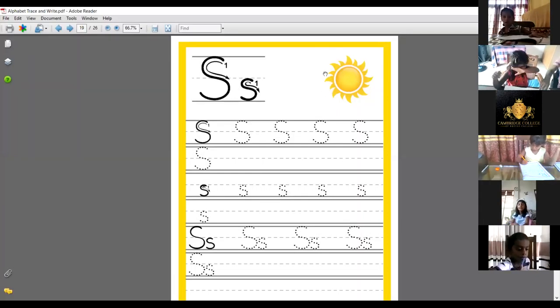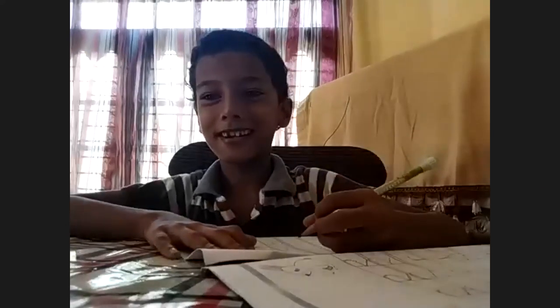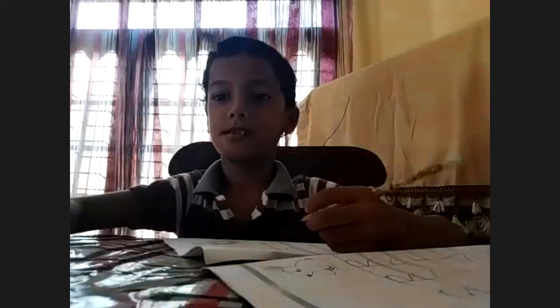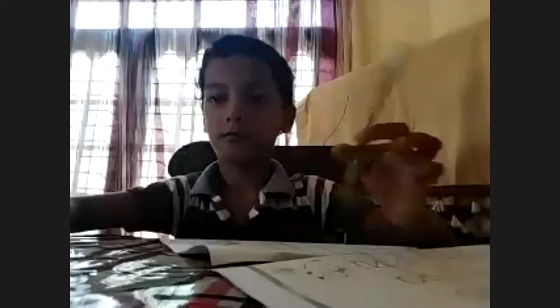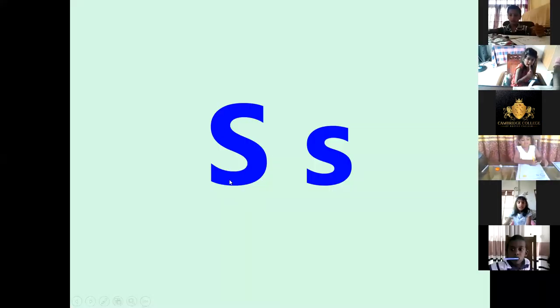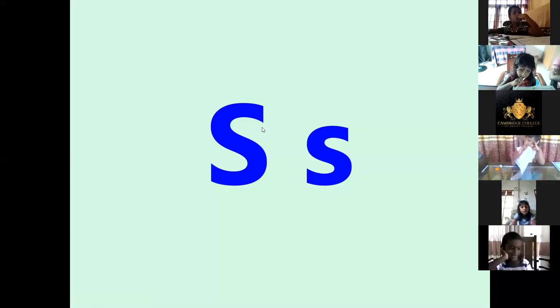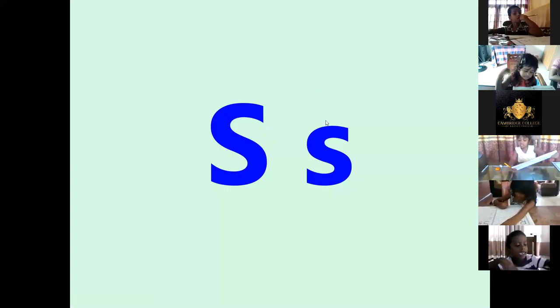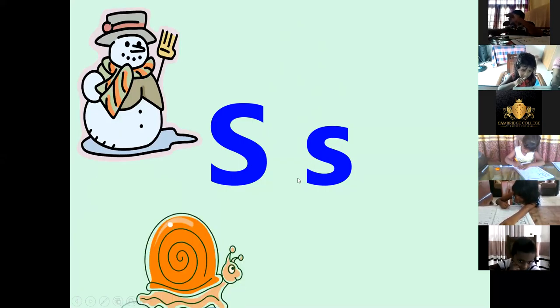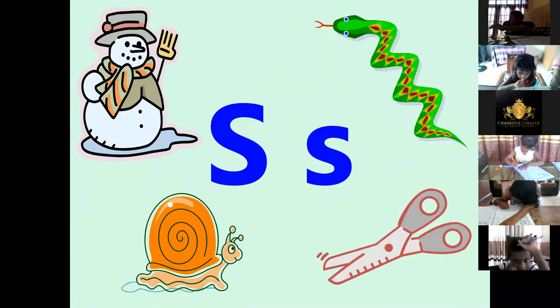After that, S for sun. You can see S for sun. Okay. Let's learn few words that start from letter S. So this is capital S. The big one is capital S. Everybody look at this. Then you can continue with your work, okay? Simple S. Then capital S, simple S. S. Okay, then there are four pictures.